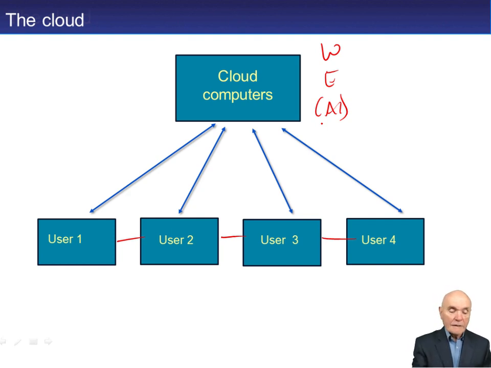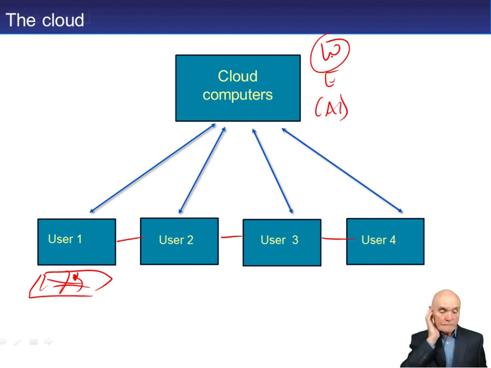And what happens if I'm doing some word processing as user 1? I do not have a copy of Word on my computer, but what I see is like the Word screen. Word is really up here, but I see the screen. And when I type stuff into my keyboard here, then that interfaces with Word up there.